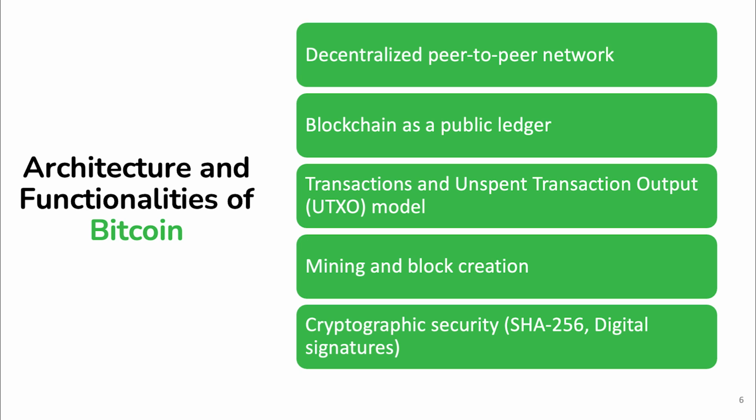The Bitcoin architecture relies on a peer-to-peer network, which uses blockchain technology as a public ledger to record the financial transactions. Bitcoin resorts to the transaction and unspent transaction output, UTXO, as we see next. Other fundamental elements of the Bitcoin network include mining operations, which yield the creation of new blocks added to the blockchain, all assisted by cryptographic security such as SHA-256 message digest and digital signatures.